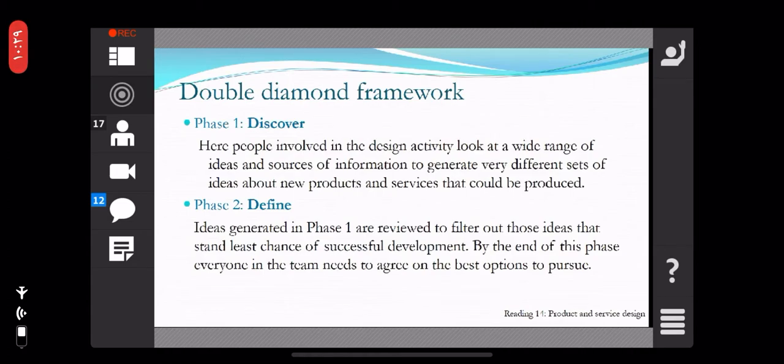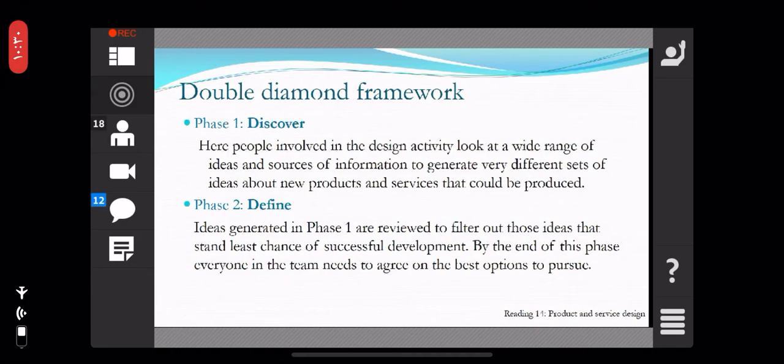They are looking at a wide range of ideas. They are collecting and gathering the information, working on the ideas from different sources to generate very different and unique sets of ideas about new products and services that could be produced. So this is phase number 1, we call it discover. Phase 2 is define.